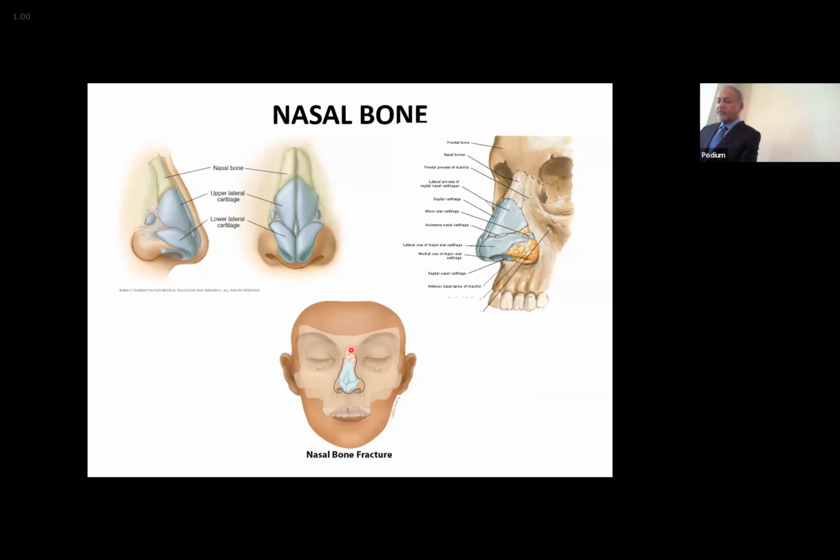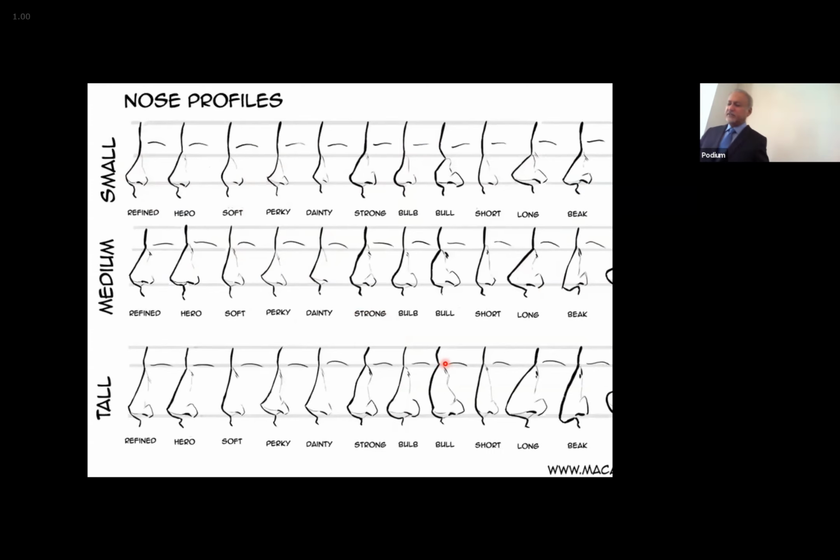Now what happens if there is a fracture of the nose? You see that the way that the nose is sitting in this picture is slightly bent. So if there is a misalignment of the bone and the cartilages, the dorsum, the bridge of the nose, will be tilted to one or the other side. Now you don't need to be an expert on that.